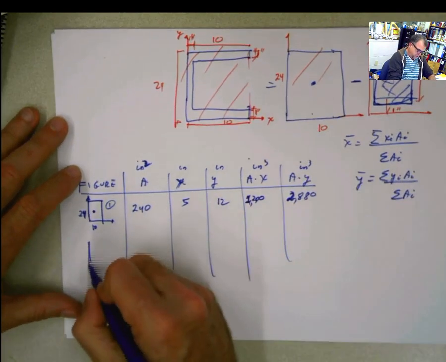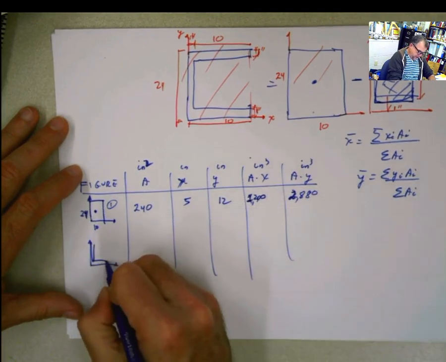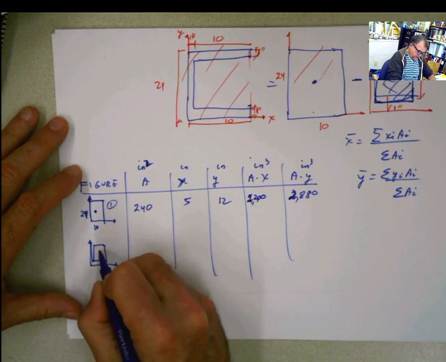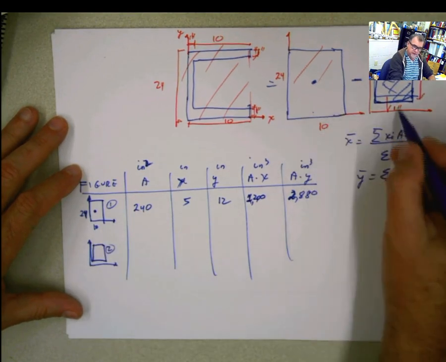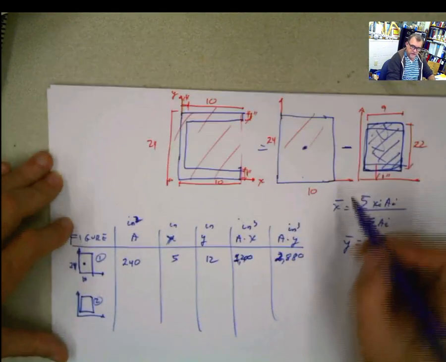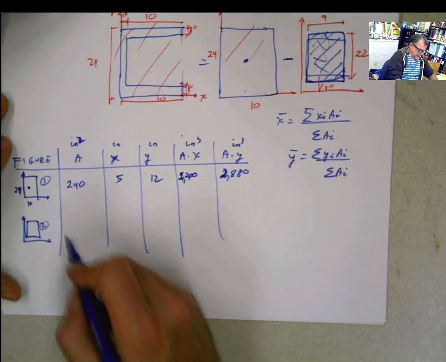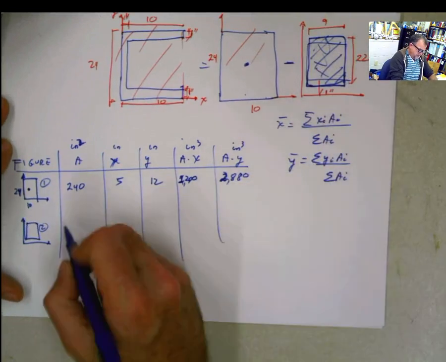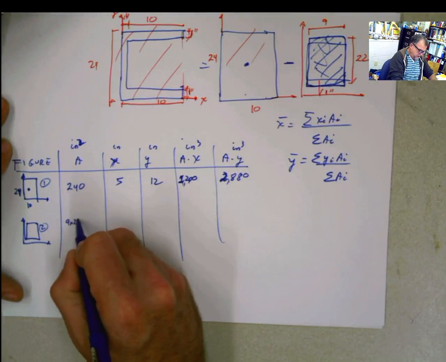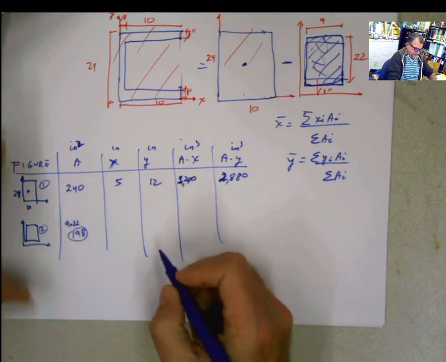Figure two. Now I put my axis and I put my figure two like here. I like to remember it floating in space because this is what is happening. And then in that case, I don't forget this little one here. Area, well, this is 9 times 22 is 198.